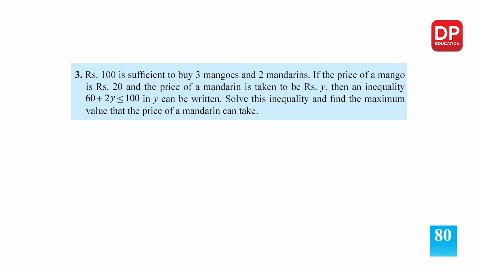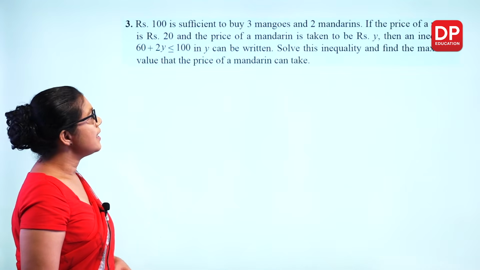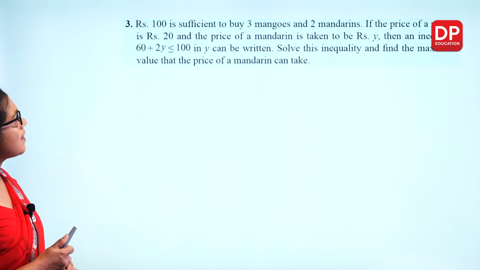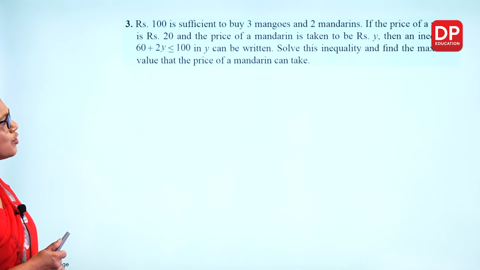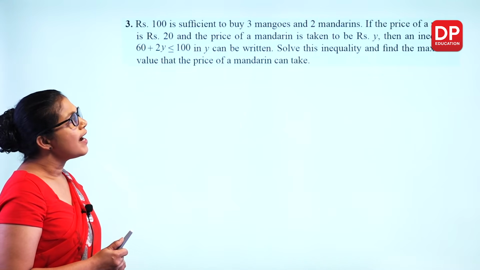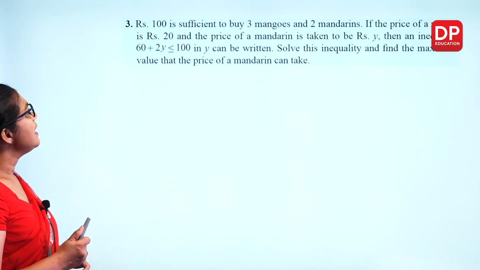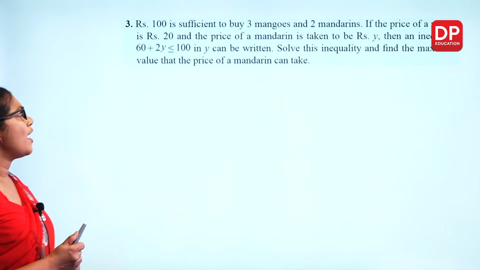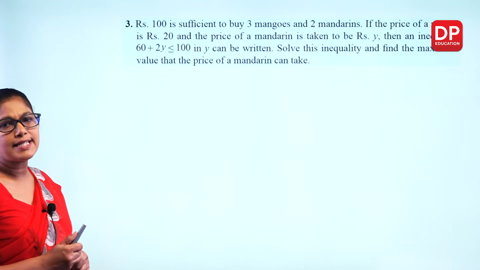Now we'll take question number 3. So it says 100 rupees is sufficient to buy 3 mangoes and 2 mandarins. If the price of a mango is 20 and the price of a mandarin is taken to be y rupees, then an inequality in y can be written. Solve this inequality and find the maximum value that the price of a mandarin can take.